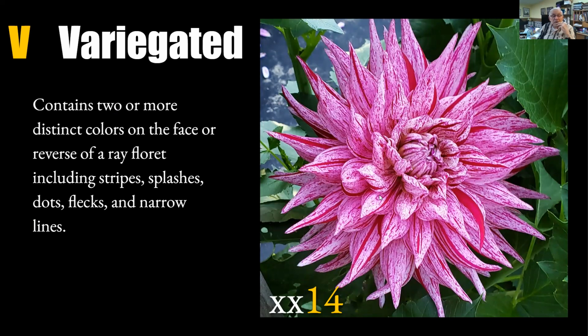Variegated. We have these stripes and splashes and dots and flecks and narrow lines and so on. We'll see this again in the next module on evaluation. Just as a hint, and you could probably determine this yourself, this is not going to be highly rated because it's not very uniform. Look at this stripe down here, very wide red. Here it's narrow. Here hardly any at all, and so forth and so on. It has to be uniform. Variegated blooms are really kind of nice looking, but very hard to do well in a show.